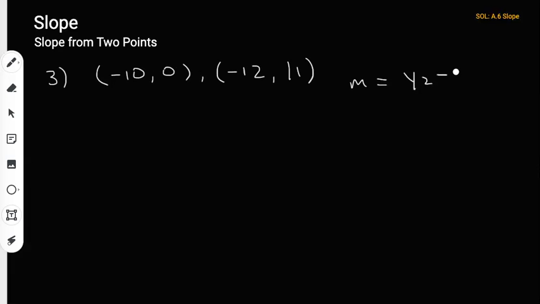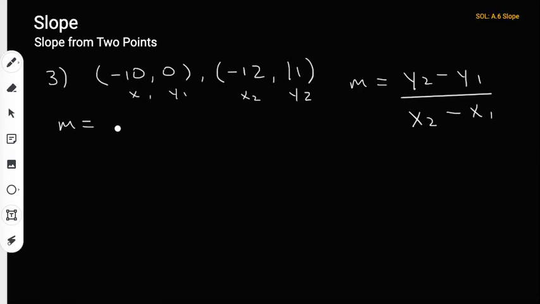All right, let's look at the third one. I've got negative 10, comma, 0. And I've got negative 12, comma, positive 11. This time, I'm going to use the slope formula, y2 minus y1 on top. And then on the bottom, I'm going to have x2 minus x1. When I label my 2 ordered pairs, I'm going to have x1, y1. Over here, I'm going to have x2, y2.